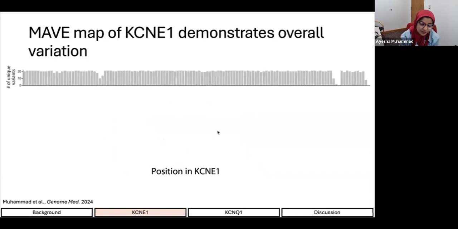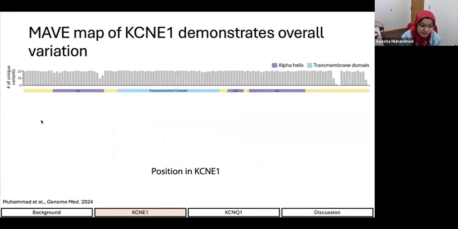The next figure is the heat map of the KCNE1 function assay. So on the x-axis is position in KCNE1, and on the y-axis is each different variant that is possible. And in this yellow, purple, and blue ribbon, I'm representing the secondary structure of the KCNE1 protein.